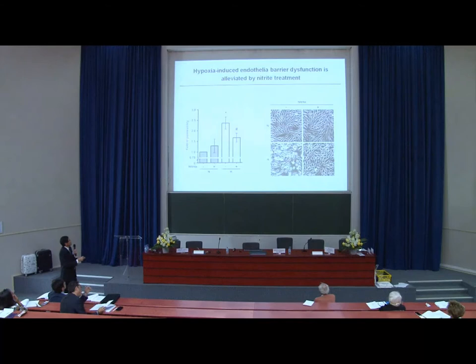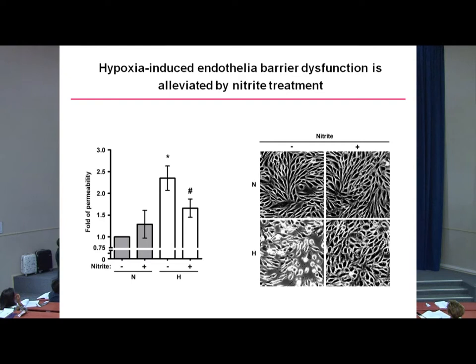So then we go back to the biofunctional assays. Here, when we look at permeability, hypoxia-induced increased permeability is reduced by the treatment of nitrite. You can see the same thing in the morphology. This is hypoxic cells with nitrite treatment. Now everything looks pretty normal.